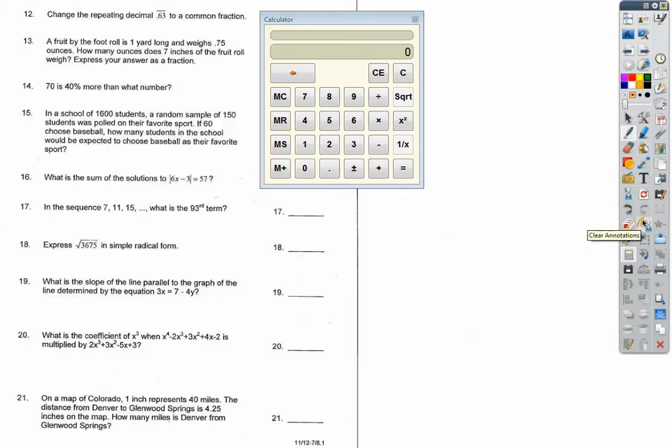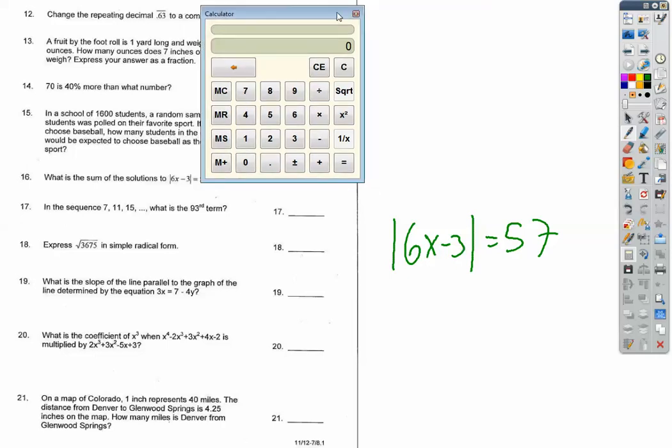All right. What is the sum of the solutions of the absolute value of 6x minus 3 is equal to 57? So this is kind of tricky because 6x minus 3 could equal 57, but it could also equal negative 57. Because of the absolute value brackets, it would turn it positive. I'm getting old. So we need to do train tracks twice.